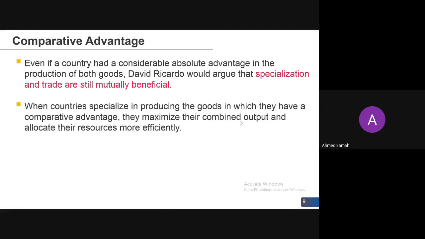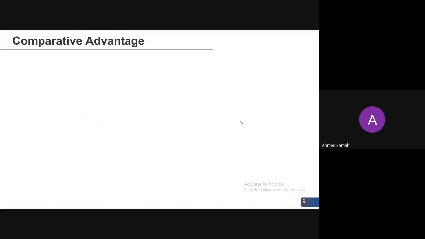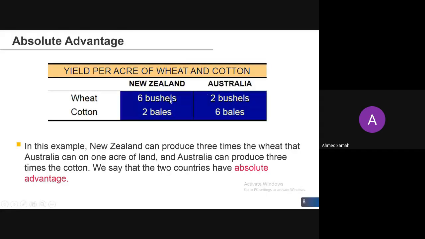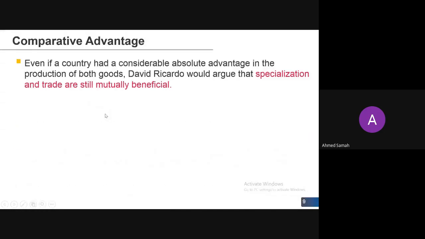Then comparative advantage. If a country has a considerable absolute advantage in the production of both goods, so even if a country has absolute advantage in both, for example, let's say New Zealand had absolute advantage in producing both wheat and cotton. So even in that case, David Ricardo would argue that specialization and trade are still mutually beneficial.